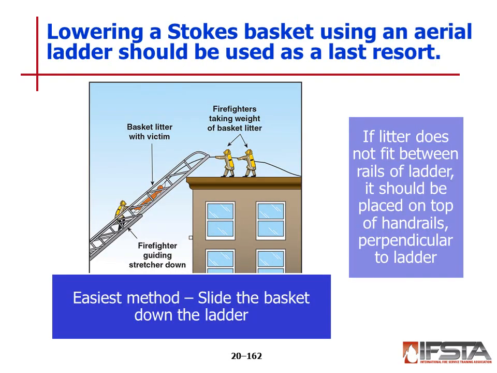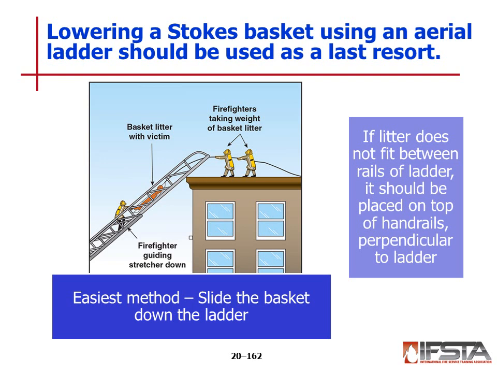Lowering a Stokes basket using an aerial device. If victims are unconscious or injured and unable to move themselves, it may be necessary to evacuate them down an aerial ladder by way of a basket-top litter. This tactic should be used as a last resort since it's much easier and safer to carry a litter down a stairwell, fire escape, or move it to a safe place of refuge until conditions improve.